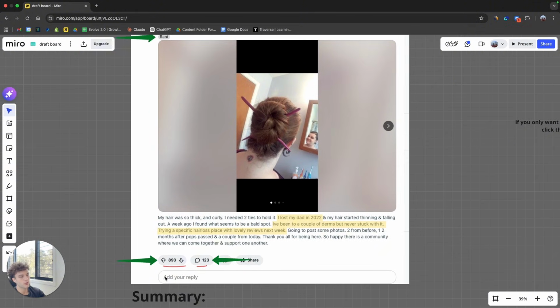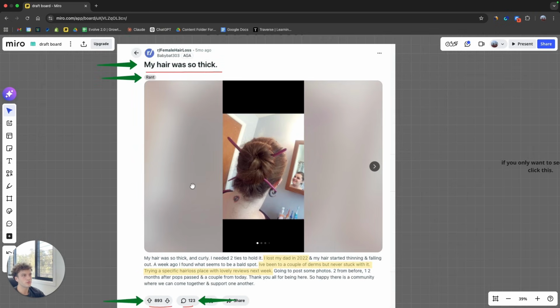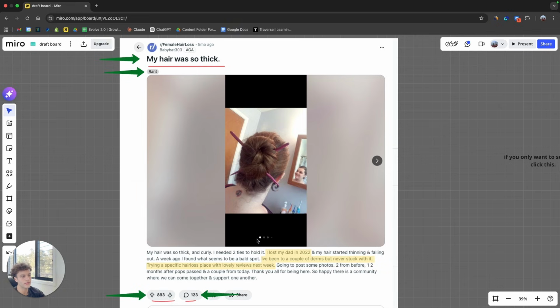We can see here this post, 893 upvotes to 123 comments. Not the best ratio, but at the same time, I believe this post was pretty new. It was newer in the account, 5 months ago. But it's also a pretty in-depth description of what this girl is actually facing.